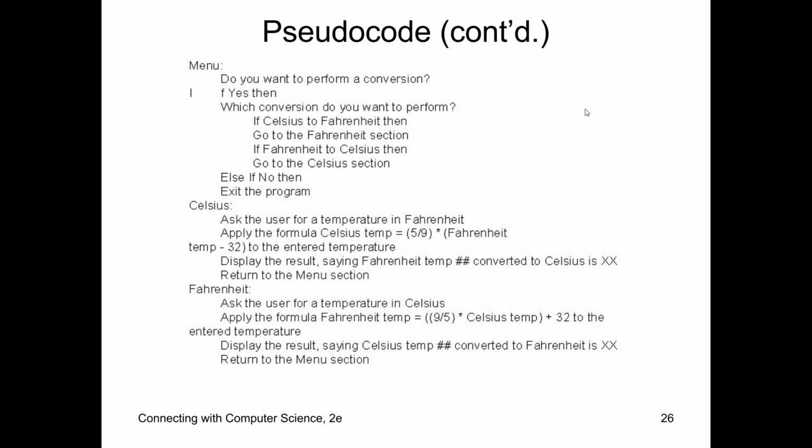So this is their example of some pseudocode. And just by looking at this, I would say, well, why am I writing this in pseudocode? I could do this. Do you want to perform the conversion? If yes, then do this. And which one do you want to do? And if no, then exit the program. And for Celsius, get this, and temp, Fahrenheit, etc. All of this to me seems to be a waste, because just write the code to do this.